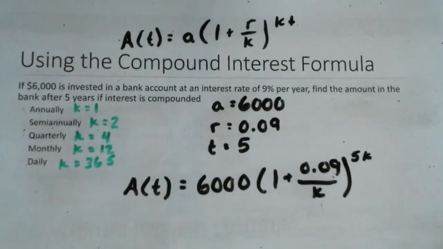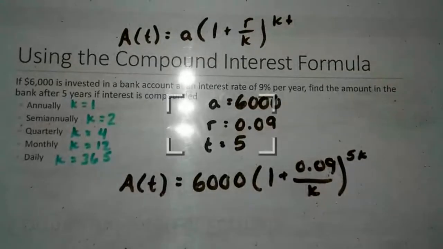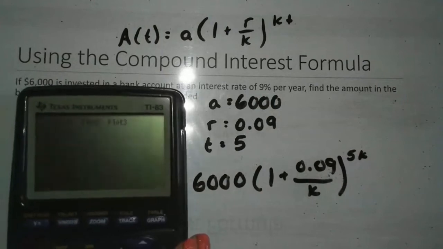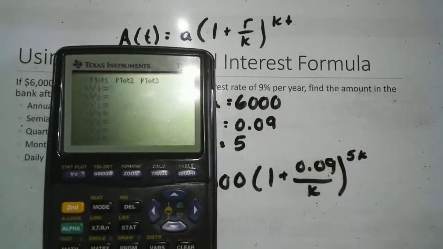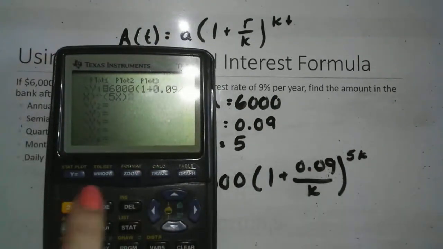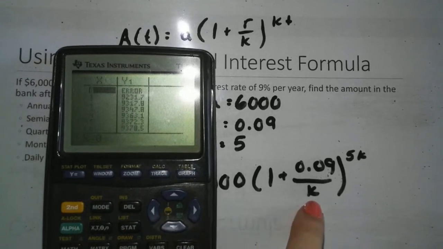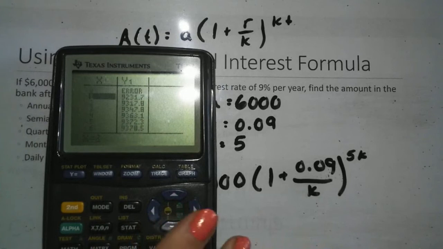But I'm getting more comfortable with my calculator, so I'm going to see if I can use a useful function. If I go to my y equals, I'm going to plug in this function as I see it. 6,000 times 1 plus 0.09 divided by my variable, which I'll use x, raised to the, in parentheses, 5 times x power. Because now I can go to my table, second graph, and that tells me for different values of my variable what I get out. So first up we had k equals 1.